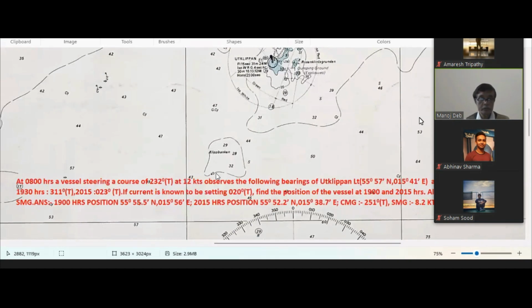1930, 311. 2015, 023. Current is known to be setting 020 degrees true. Find the position of the vessel at 1900 hours and 2015 hours. The three bearings are given. So we'll be plotting the three bearings first.